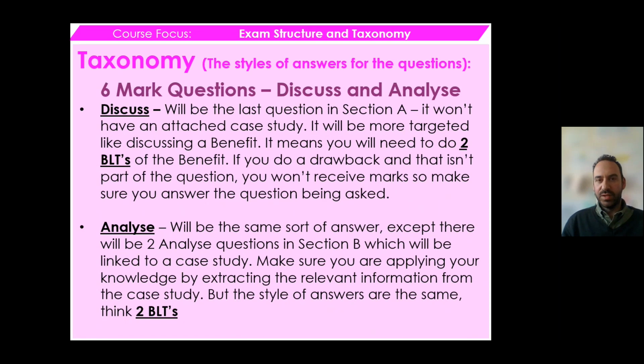Okay, so 6-mark questions are discuss and analyze. So discuss will be the last question in section A. It won't have an attached case study because it's contextless. It means you're going to need to do 2 BLTs of the benefit. If you do a drawback that isn't part of the question, you won't receive marks, so make sure you answer the question being asked. It is important that you do have some balance in your answers. So don't necessarily talk about the drawbacks as your point, but in your answer, you might be able to consider an opposing view as part of your B, L, or T.